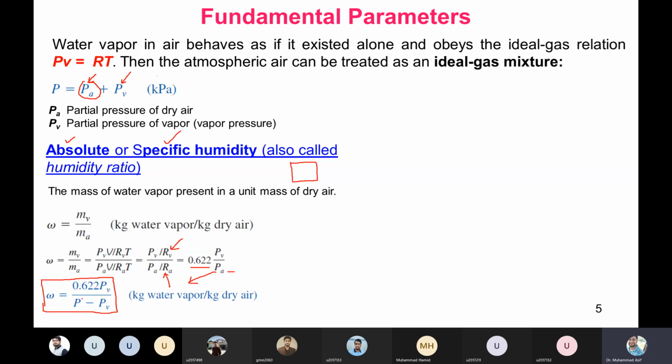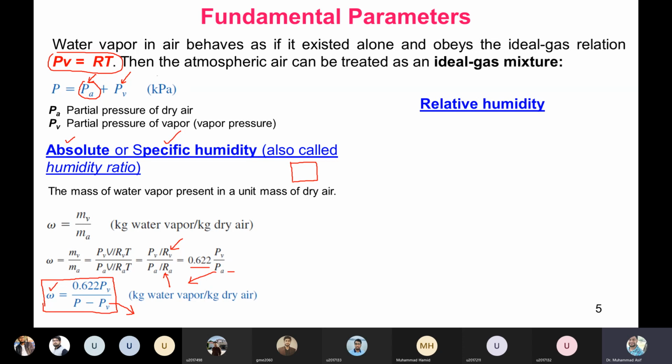That means you should know the atmospheric pressure. The atmospheric pressure is already known to us, which is equal to 101.325 kilopascal. But we need to know the value of the partial pressure of water vapor. And this partial pressure of water vapors, as I explained earlier, we can calculate from this ideal gas equation. And then we can calculate the value of the specific humidity.